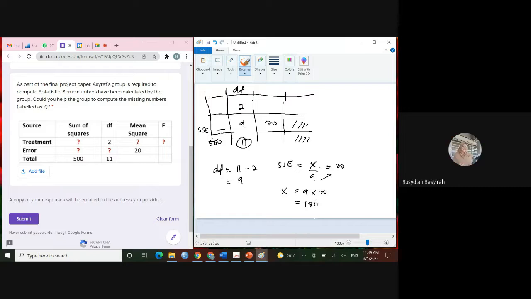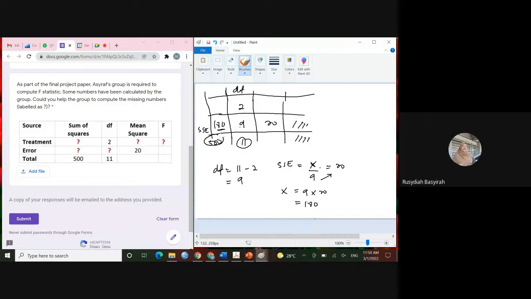180. Is that correct? Yes, 180. If you want to double check whether it is correct or not, try 180 divided by 9. If you get 20, then that's correct. So now you have 180. What's next?